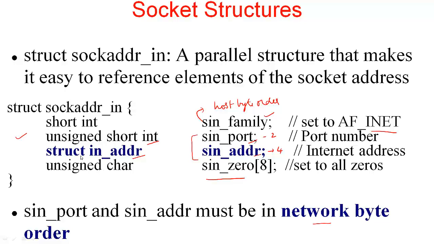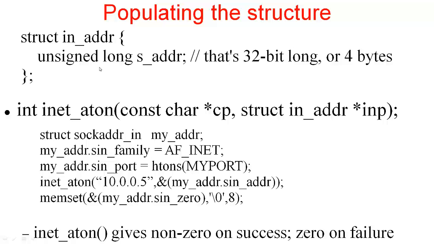So there is another structure called struct in_addr, that is the internet address. Let's look at that structure first. So this structure is made up of one field, unsigned long s_addr, which is 32 bits long.